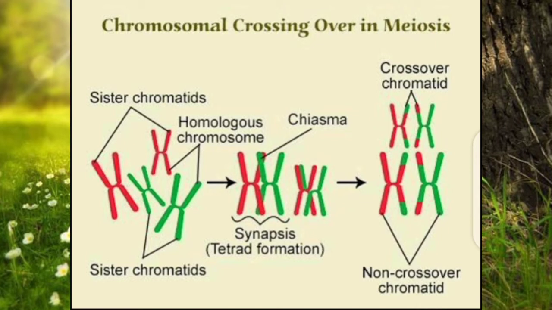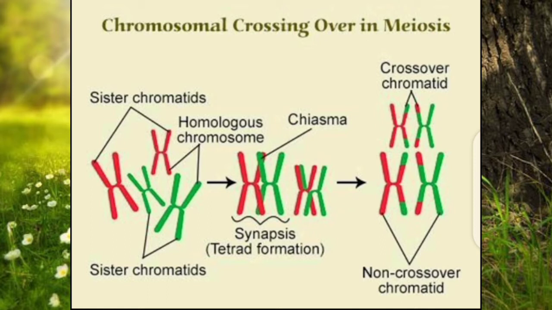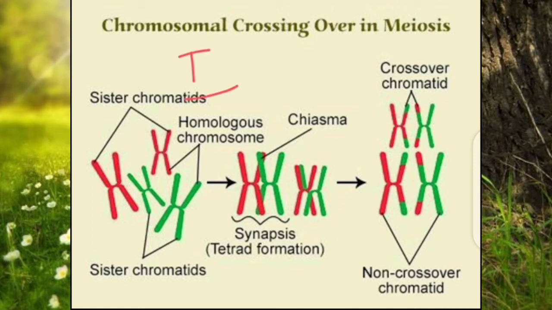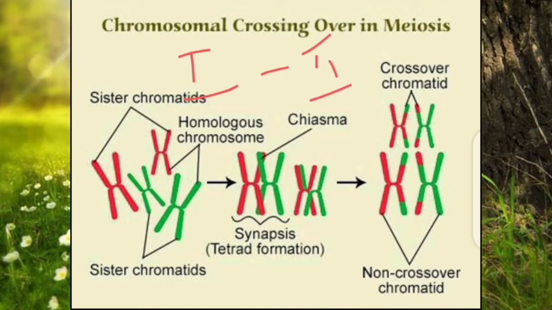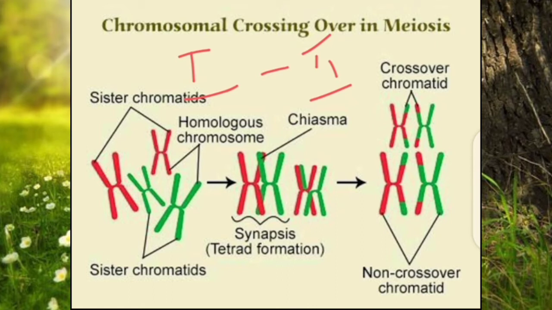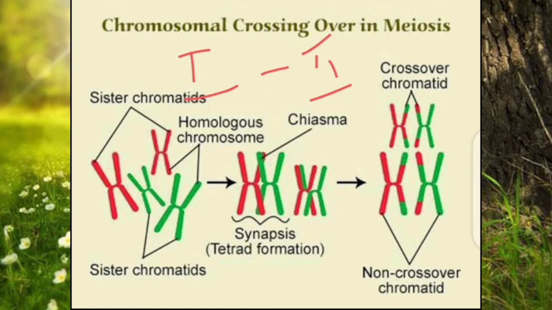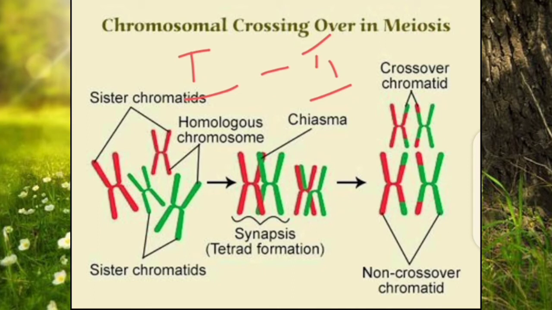In the process of meiosis, we know that there are two stages, meiosis 1 and meiosis 2. In case of meiosis 1, they have prophase 1, which is divided into different divisions. Out of all those divisions, in the zygotene stage, the homologous chromosomes pair with each other.